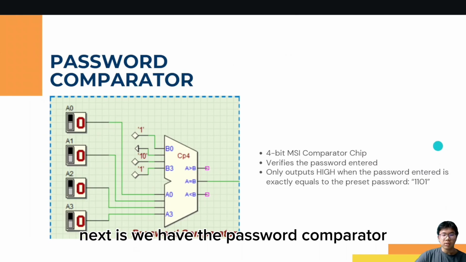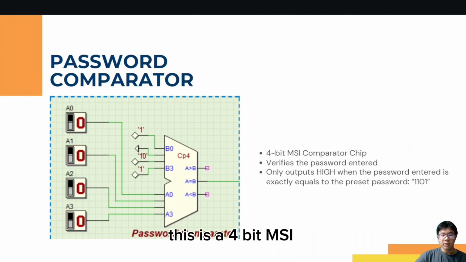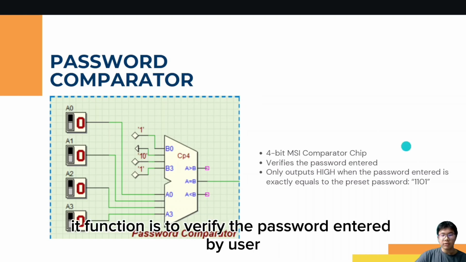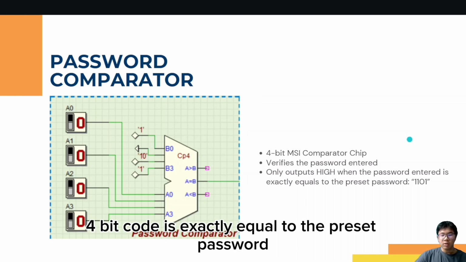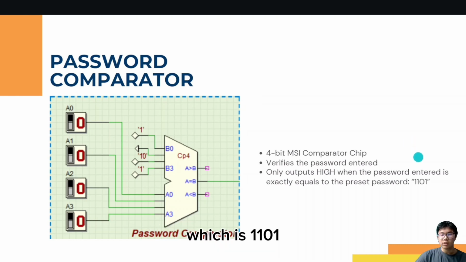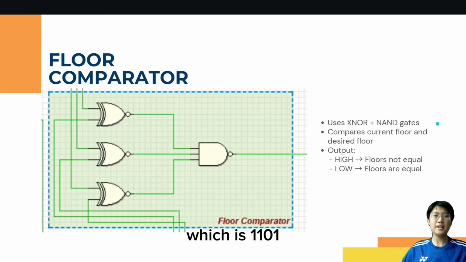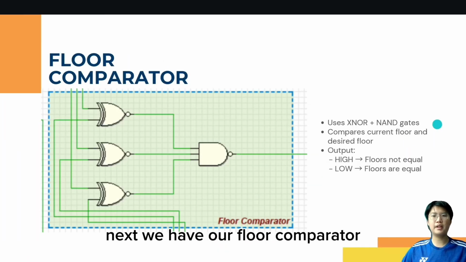Next we have the password comparator. This is a 4-bit MSI comparator chip. Its function is to verify the password entered by the user. It will only output a logic high when the entered code is equal to the preset password, which is 01101.